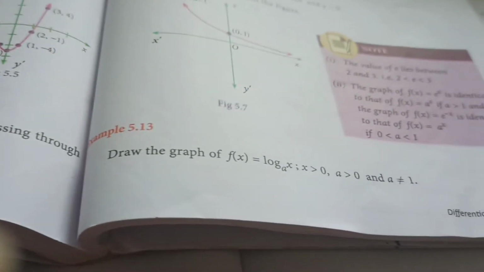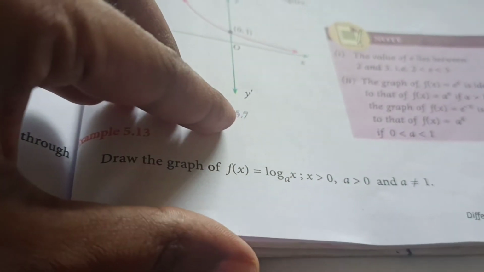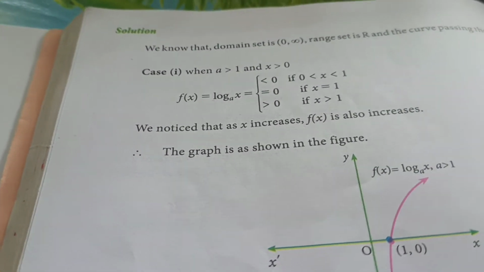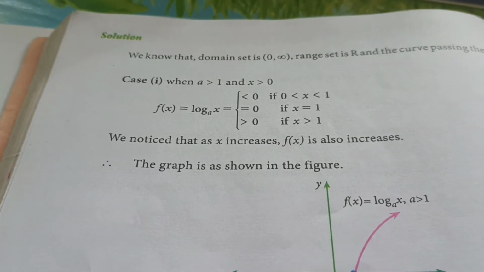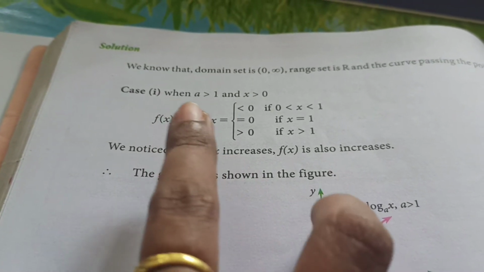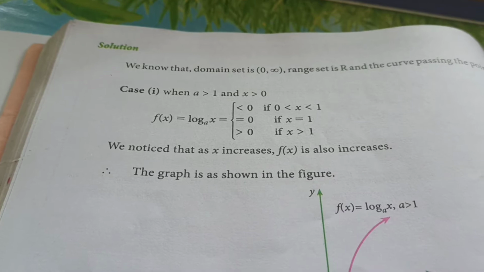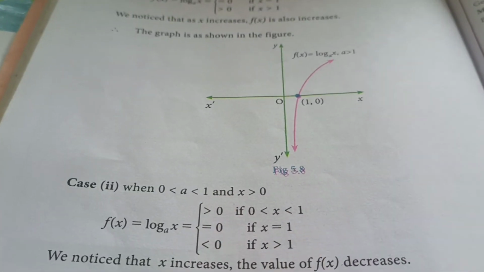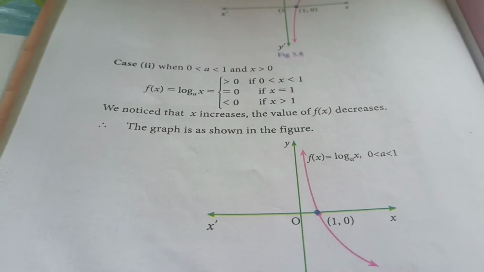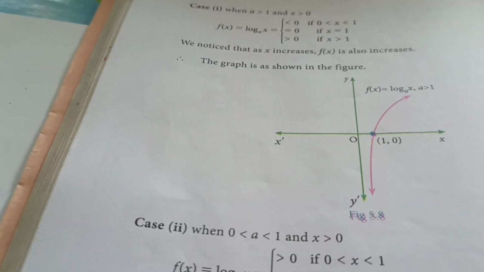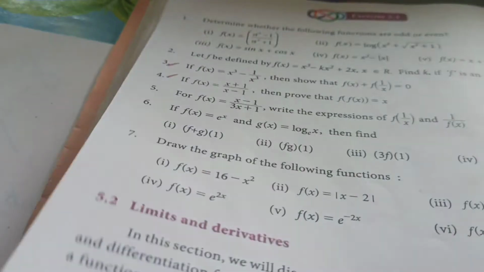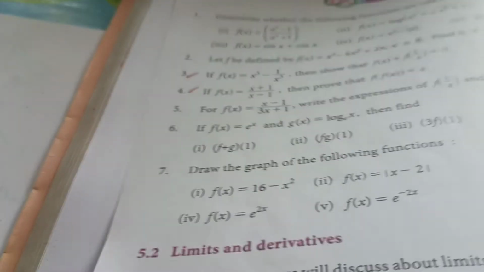Then the next problem. Draw the graph of f of x equals log a x, where x is greater than 0. The exact condition on a is not very important here, so I will just explain and move on. We know that the domain set is (0, infinity) and the range set is R. For log a x, you can consider two conditions: a greater than 1 and x greater than 0. So log a x increases as x increases, passing through (1, 0). If we take the next condition, the curve will be like this. I will explain more in our class also. Only two problems are there in the example.